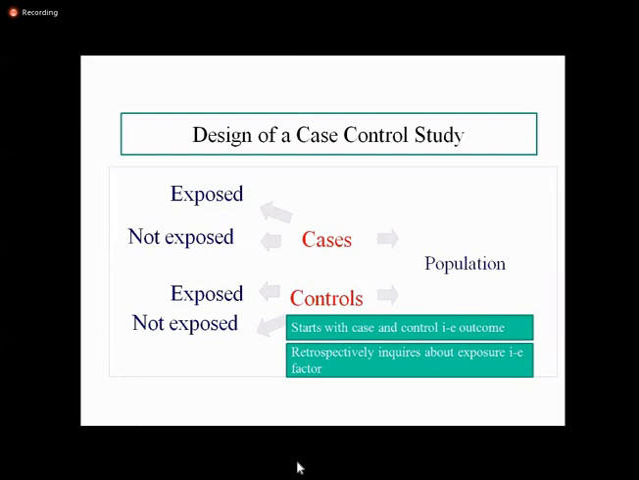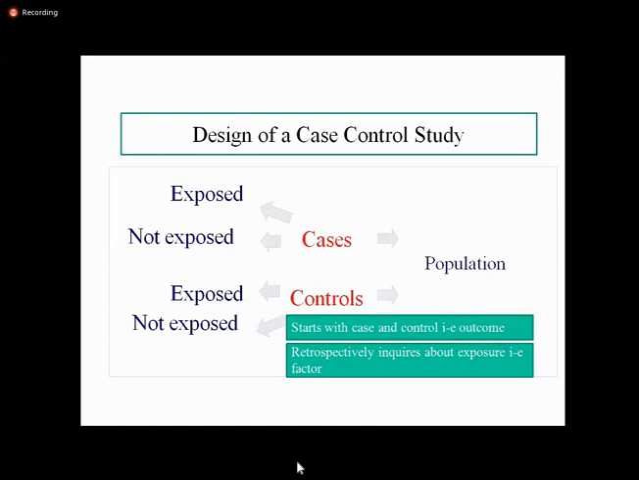I told you that cohort studies are of two types. One is the prospective and the other is the retrospective. But the case control study is purely a retrospective study. You only go in one direction, in the retrospective way. You find the persons who have already developed the disease, and you just need the controls.